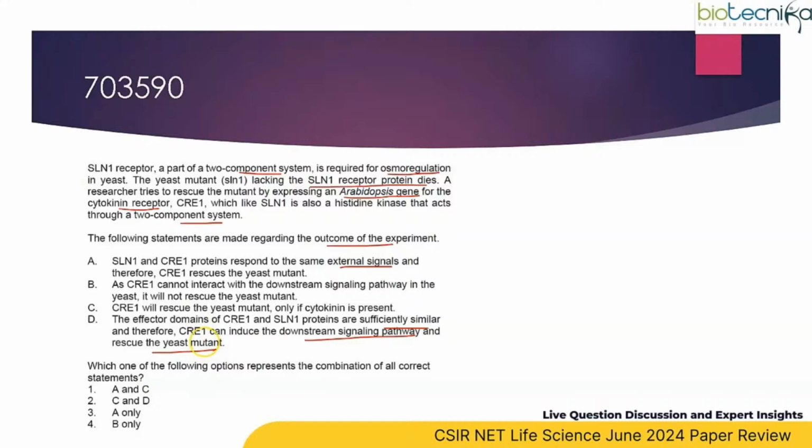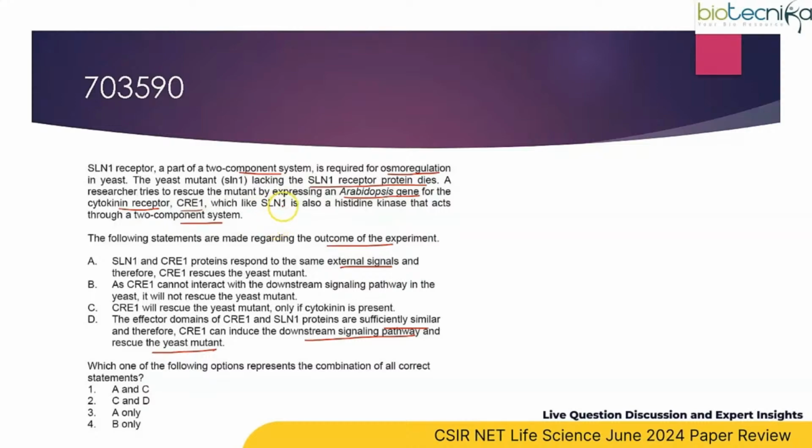Okay, so as we can see over here, they are talking about a two-component system. So it is related to the signaling part, in unit 4. SLN1 is required for osmoregulation. The yeast mutant lacks this SLN1 receptor, so that yeast mutant will die. So a researcher will try to rescue that mutant. So he will express an Arabidopsis gene for cytokinin receptor, that is CRE1.